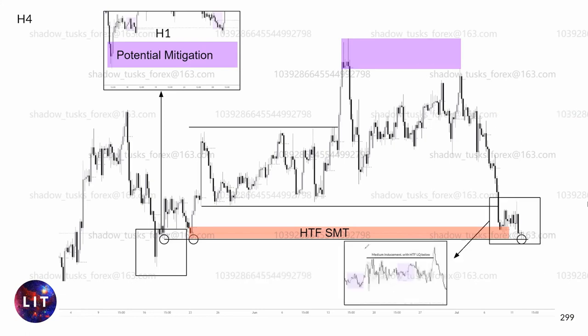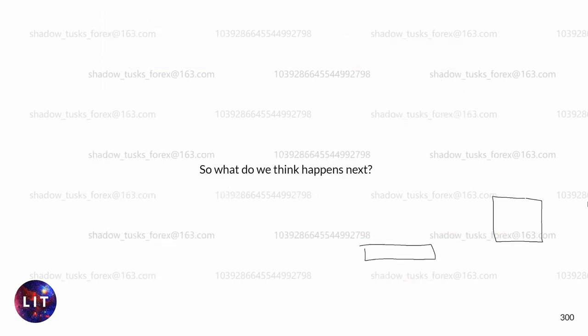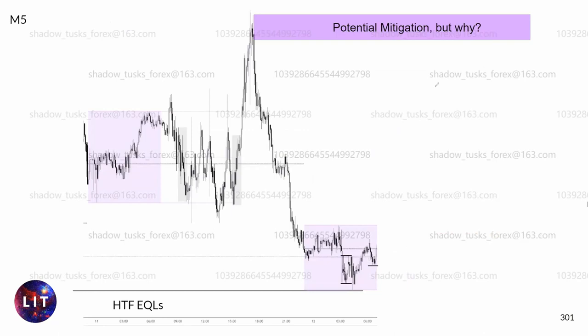There you go, sorry. We've got our medium inducement with higher time frame liquidity above. So that's just this, but zoomed in. So what's next? It's a very good question. Let's jump down into the day itself. So coming into this day, we have build up, inducement low, into another build up, into inducement low, reacting off higher time frame equal lows, right?